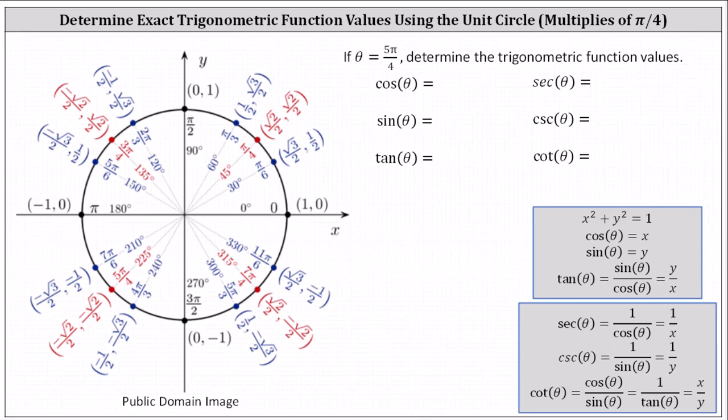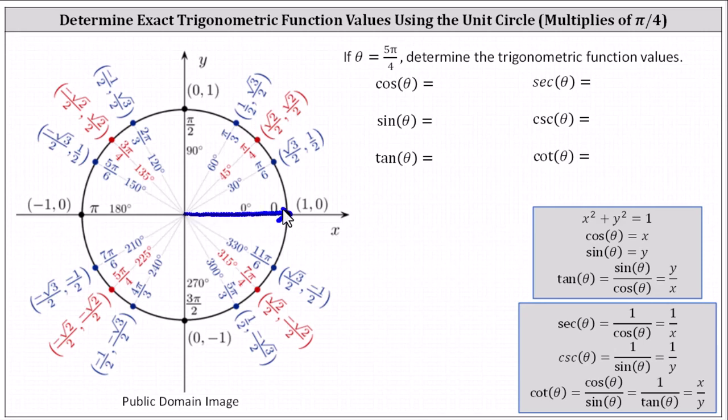In this lesson, we will use a unit circle to determine the 6 trigonometric function values for theta equals 5 pi divided by 4 radians. We first need to plot the angle in standard position. The initial side is along the positive x-axis.